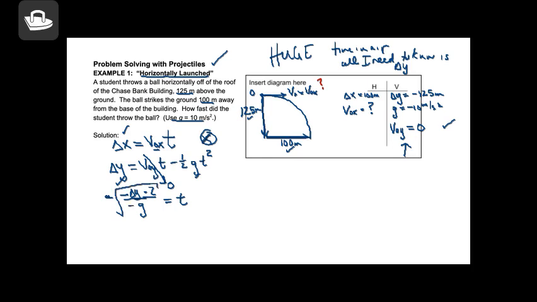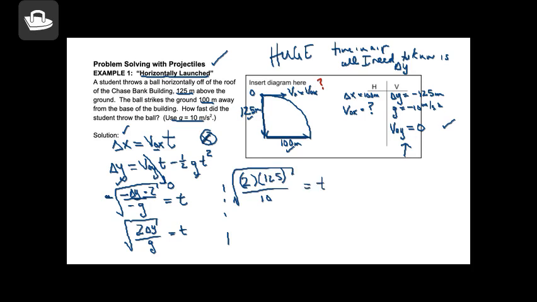So I can just plug those numbers in. That's super duper easy. So 2 times 125 divided by 10, and I'm going to take the square root of that number, and that's going to give me my time in the air. Plug all that in, and it turns out it's a really super friendly number, and you get 5 seconds. And that is the time in the air.